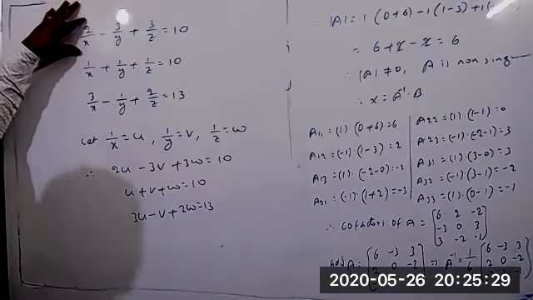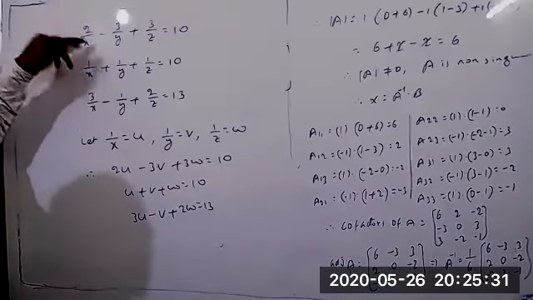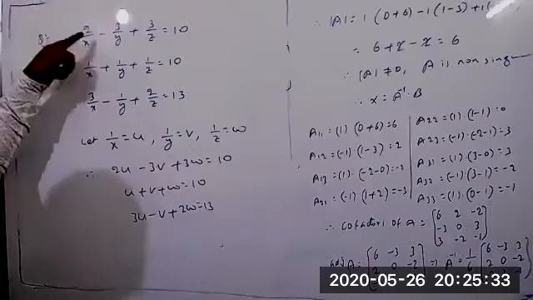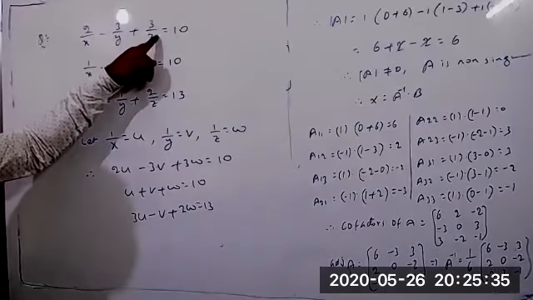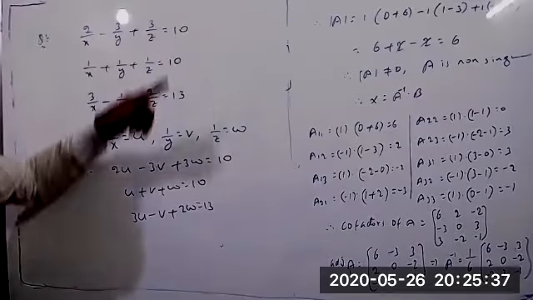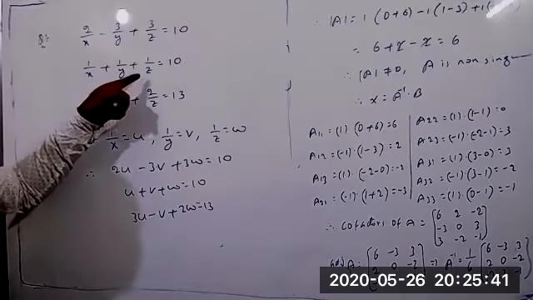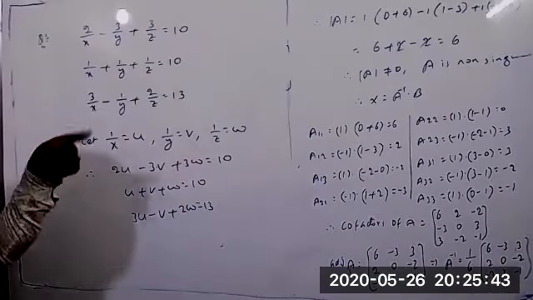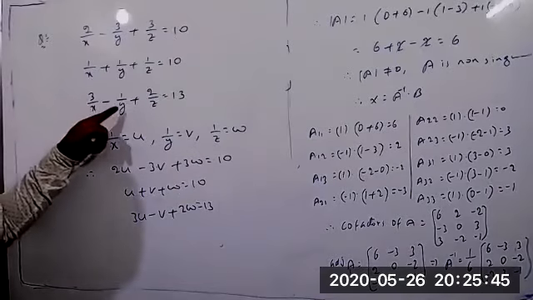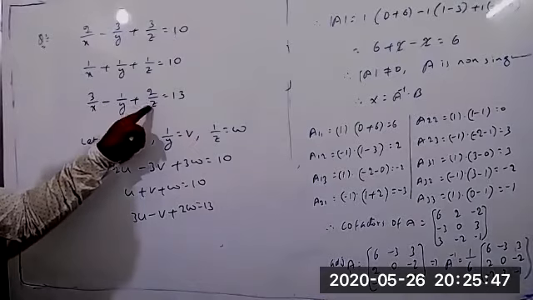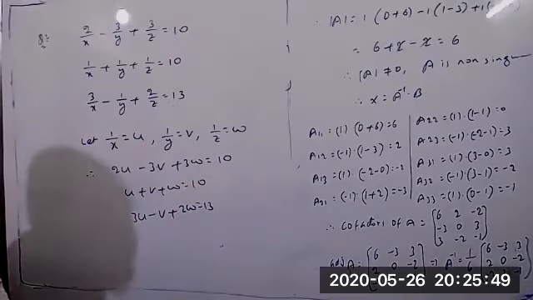Reduce all the equations. So what is the first one now? 2u, because 1 by x equals u. So 2u minus 3v plus 3w equals 10. That is the first equation. The second equation is u plus v plus w equals 10. The third equation is 3u minus v plus 2w equals 13. They can follow the same procedure.